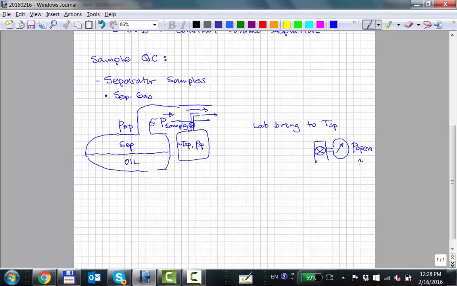What pressure should that be approximately equal to? Approximately equal to separator pressure. And how close it should be, well, it depends whether or not the lab actually brings it to the separator temperature or not. Maybe if they don't, then they'll do some kind of ideal gas correction. Okay?